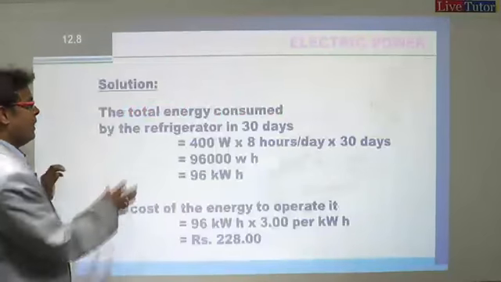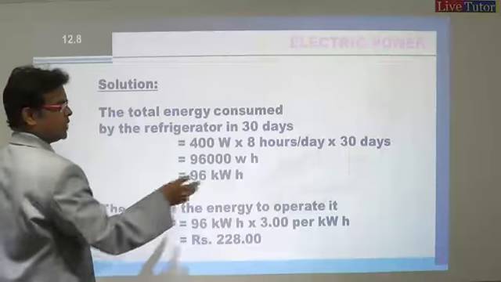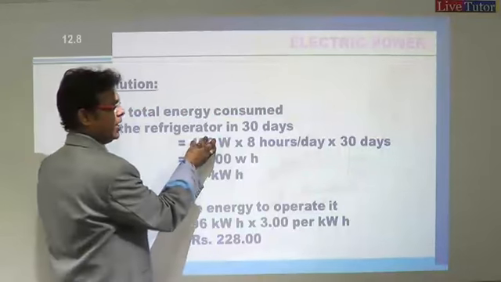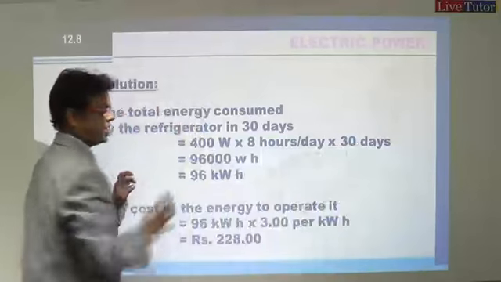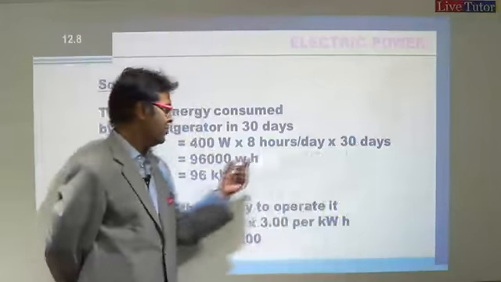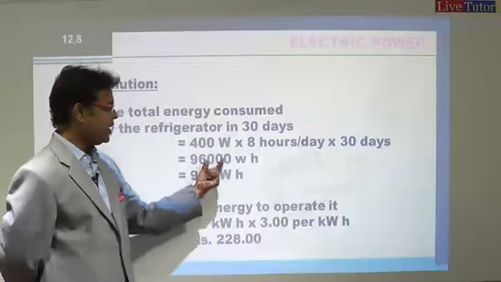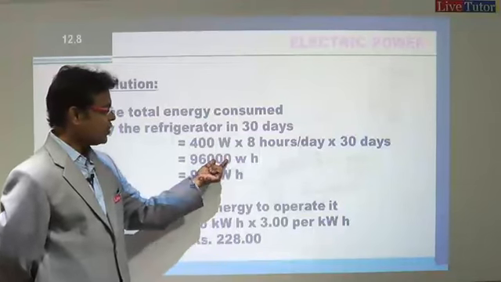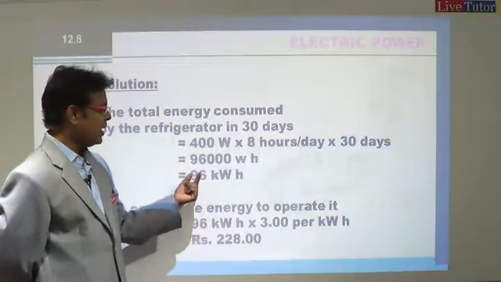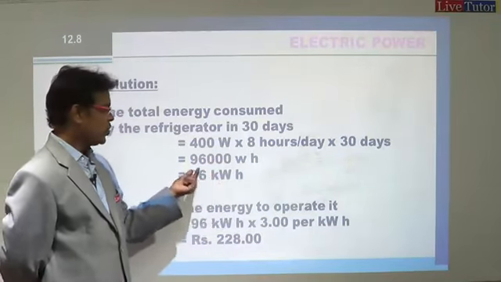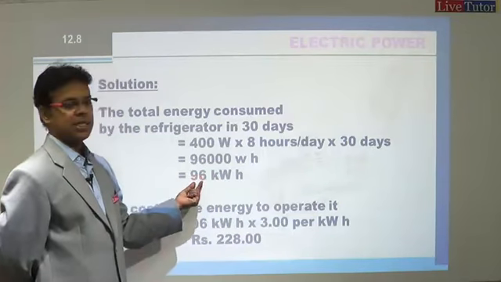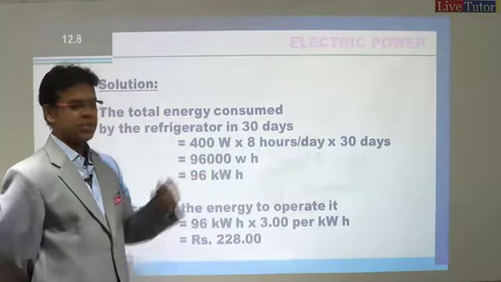Very simple only. So total energy consumed, how to calculate? 400 watts is the power, 8 hours per day, totally 30 days. So multiply everything, that's all. Whatever value you get is nothing but watt hour. You have to divide this by 1000, so it will become kilowatt hour. This kilowatt hour is nothing but 1 unit. So 96,000 by 1000 is 96. So you are getting 96 units.